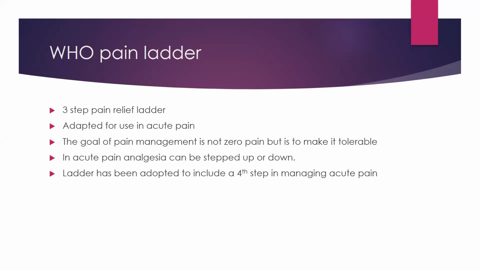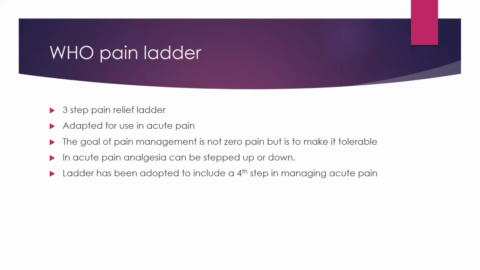So remember, for acute pain, the aim is not to get to zero pain, but to make it tolerable, because there is an underlying tissue damage that has to go through the healing process. So sometimes you may not be able to eliminate the pain to zero, but you can get the patient to a functional status. Maybe if their pain was 10 out of 10, we want to get them to a pain that is 3 out of 10, which is bearable. So in acute pain, the analgesic ladder, we go up or down the ladder, we can step up or down, and then a fourth step has been included.